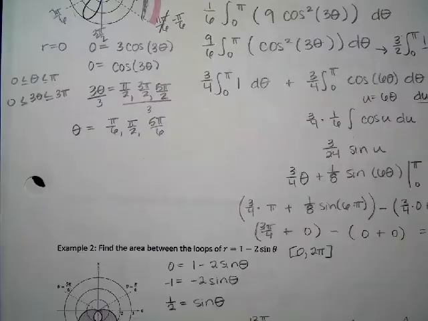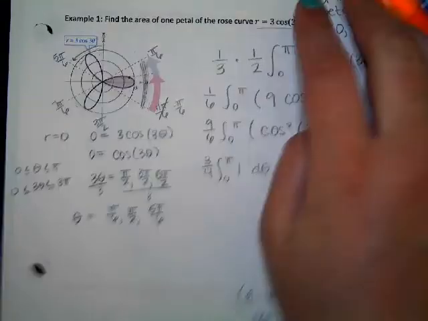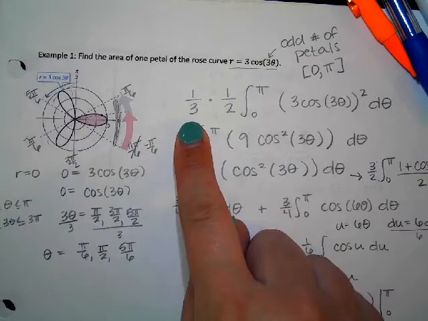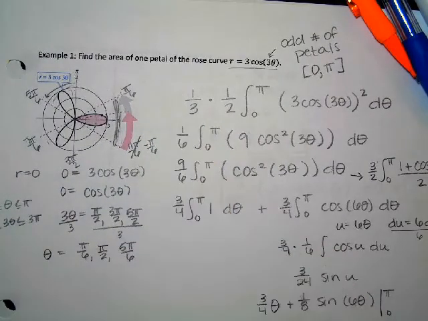No, because example 2 is a whole different shape. So that process would look exactly the same as this, it just wouldn't have the 1/3 in front. But other than that, it'd be the same.